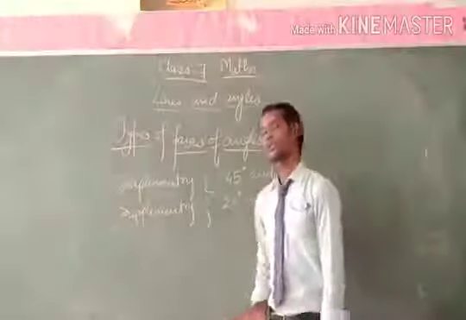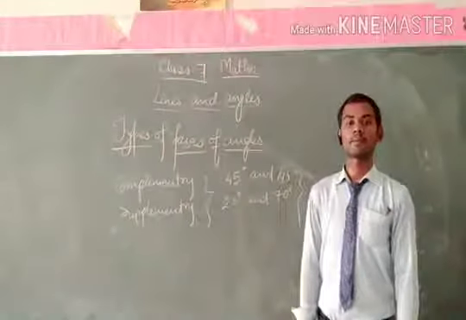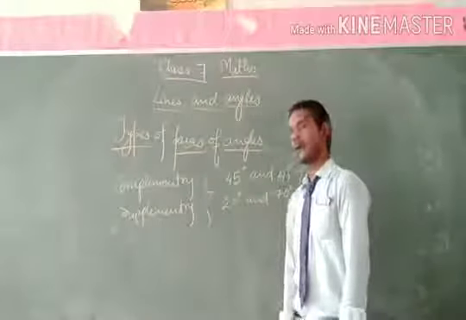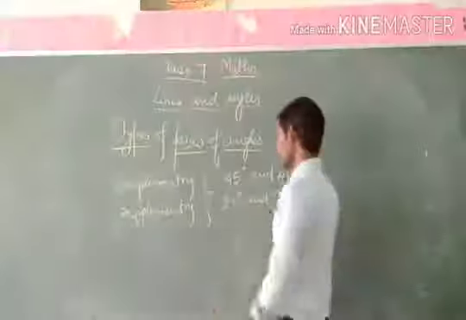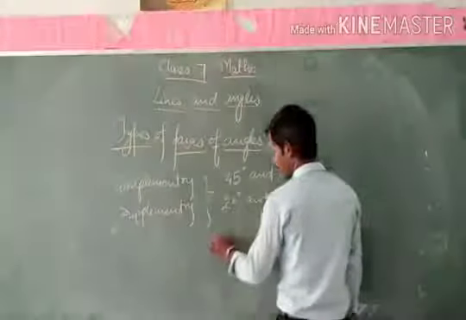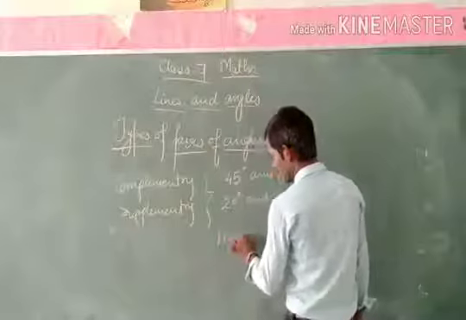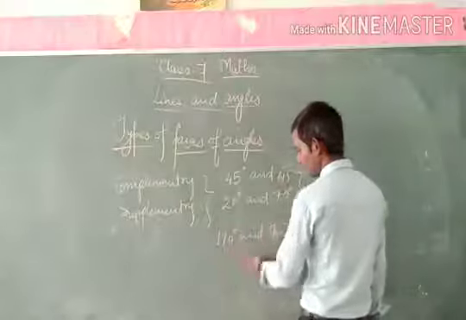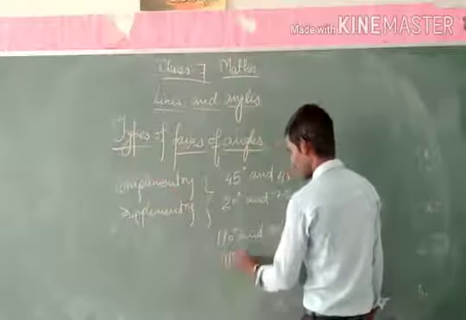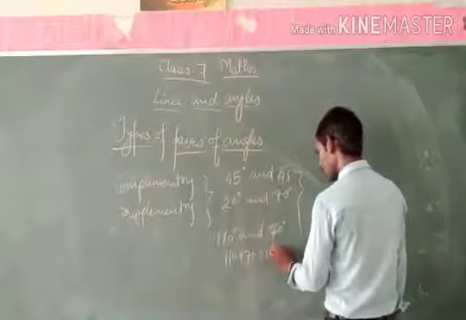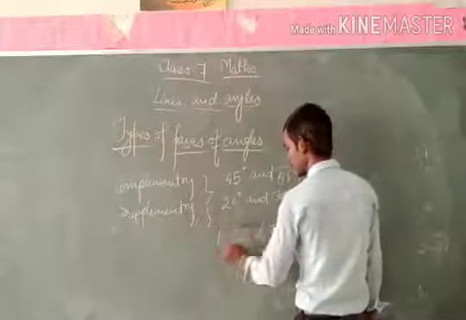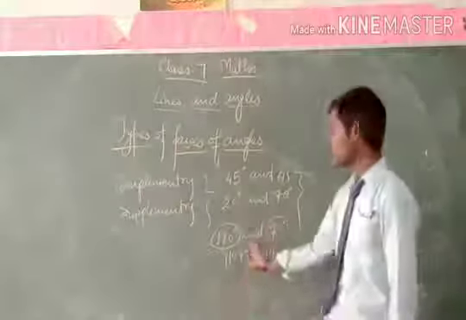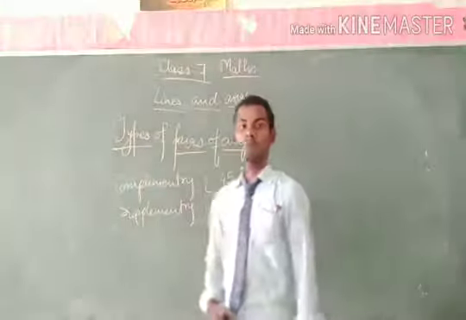And what is the supplementary angle? Two angles are said to be supplementary angles if the sum of their measures is 180 degrees. Then such a pair of angles is known as supplementary angles. For this, suppose we have two angles of 110 degrees and 70 degrees, then if we find their sum, 110 plus 70 is equal to 180 degrees. That means the two angles of 110 degrees and 70 degrees are supplementary angles.